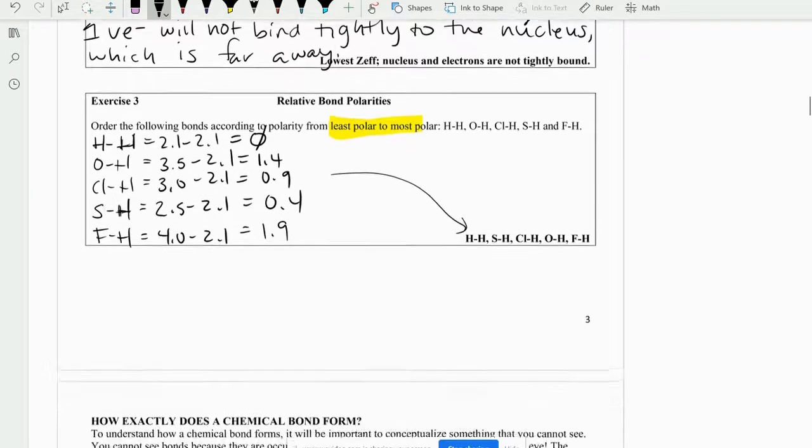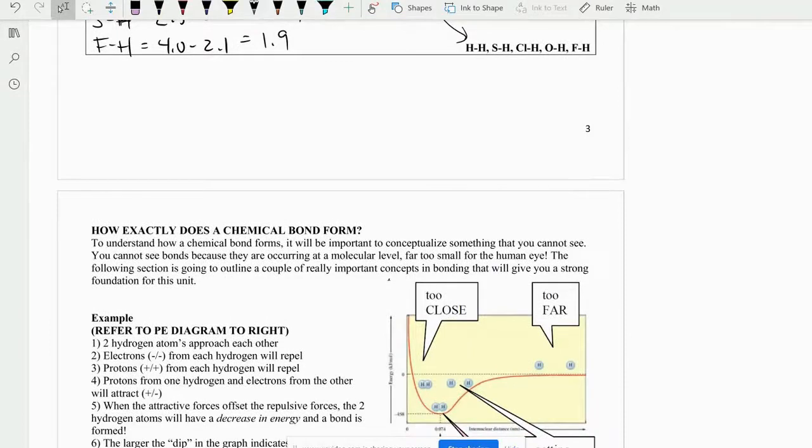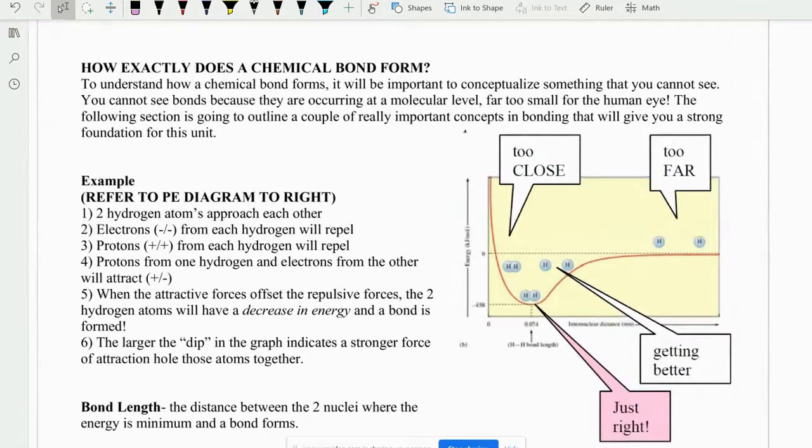Okay, so we're going to finish this last page here, and then we will be done with this first podcast. What we're going to learn about in this particular part of our notes is how chemical bonds form. It's going to be really important to conceptualize something that you can't see. Welcome to chemistry. Things are happening all the time, but we can't see them because they're occurring at the molecular level, and that is far too small for the human eye to see.